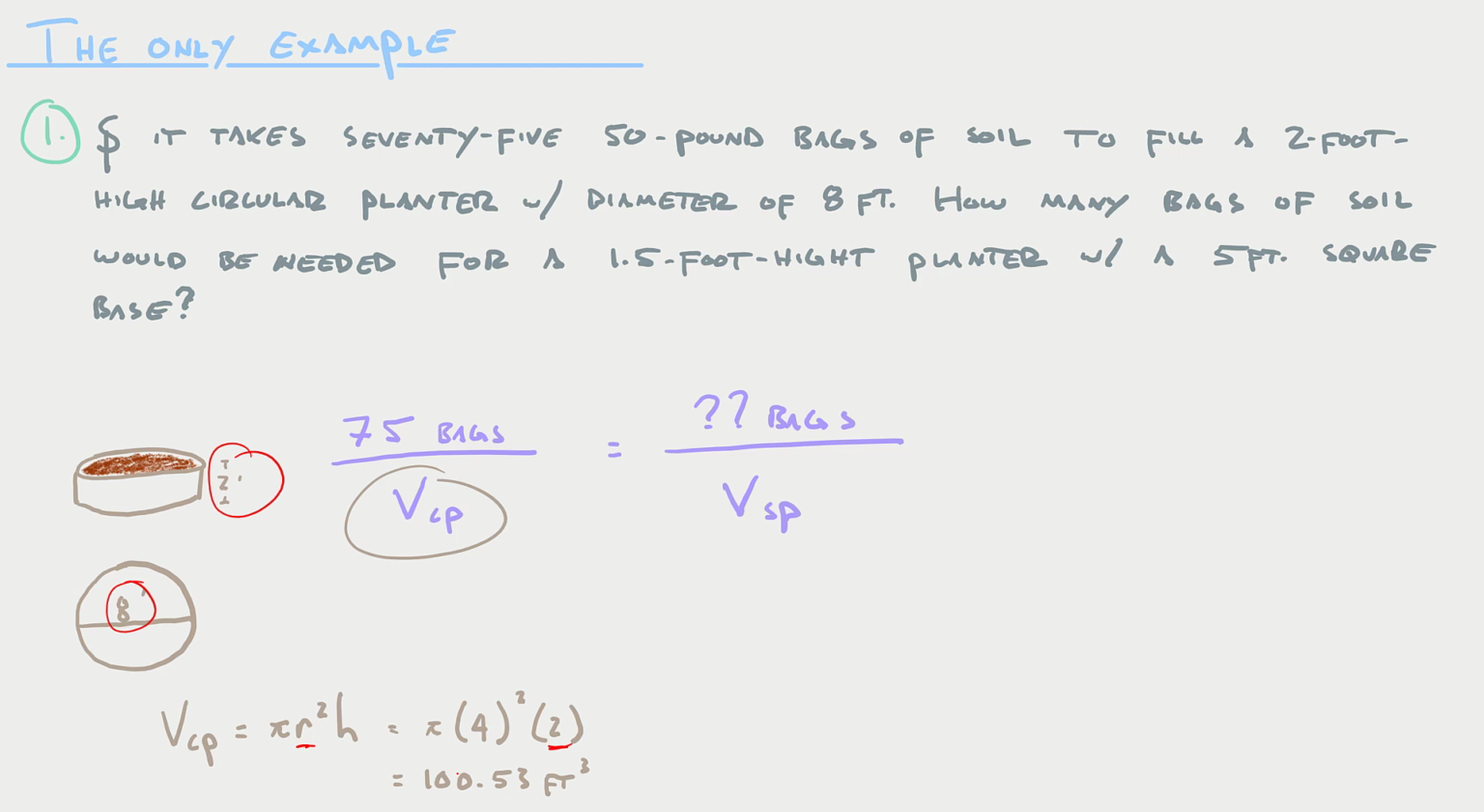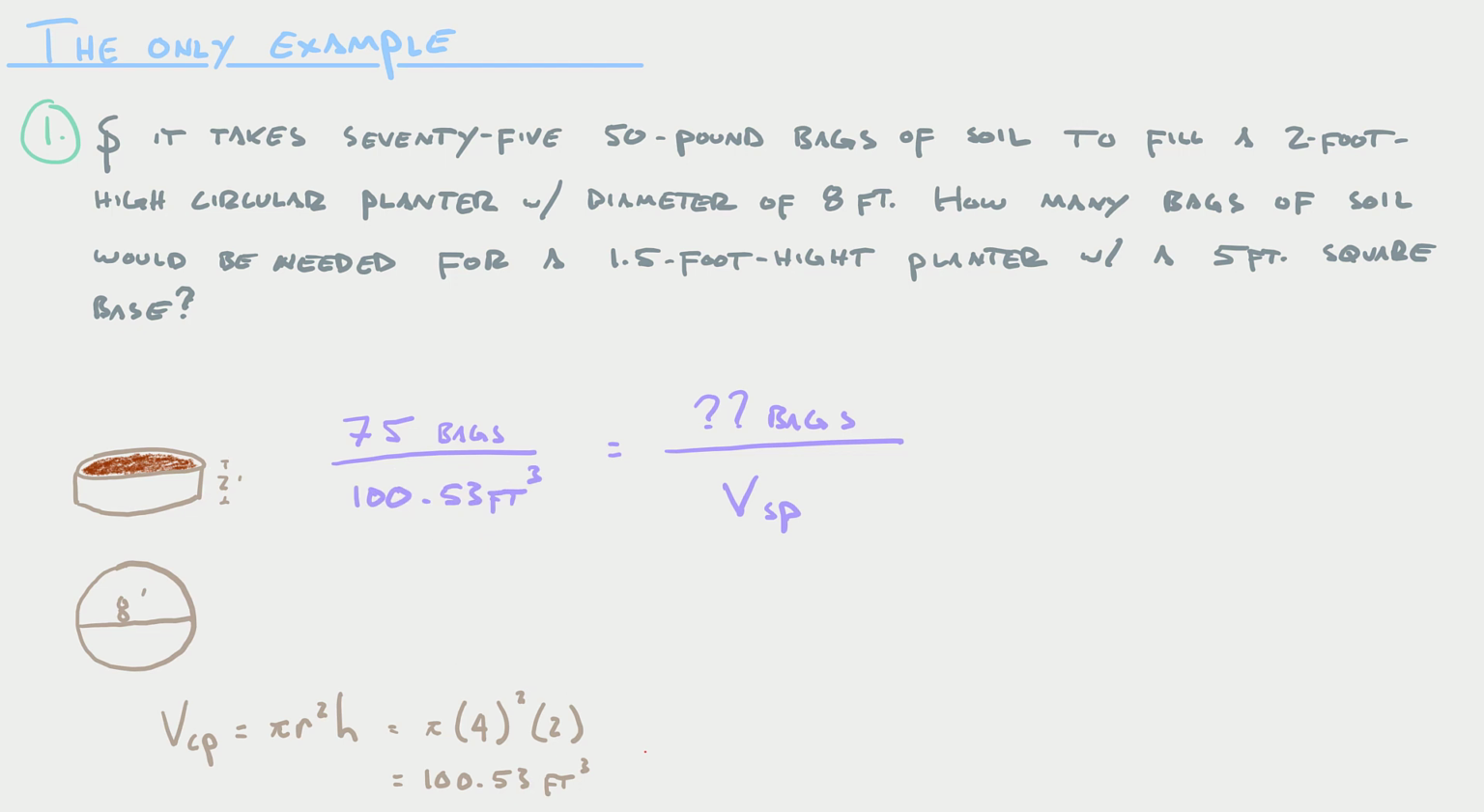Now, how do we know that it's cubic feet, though? Well, the radius is in feet. Squaring the unit of measure for the radius gives you feet squared. And then you're multiplying by a height, which is also in feet, so you get feet times feet times feet. That's feet cubed, right? That's cubic feet. That's why we get cubic feet as the unit of measure for this.